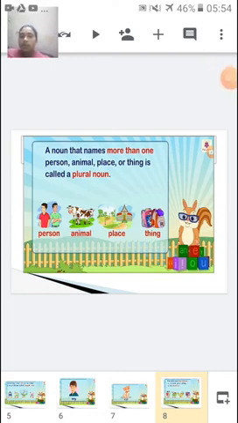And a noun that names more than one person, animal, place or a thing is called a plural noun. So as I told you, when a noun is describing one person, one animal, one place or one thing, then it is called a singular noun. When it is describing more than one, that is two persons, two animals or two or more things, then it is called a plural noun.